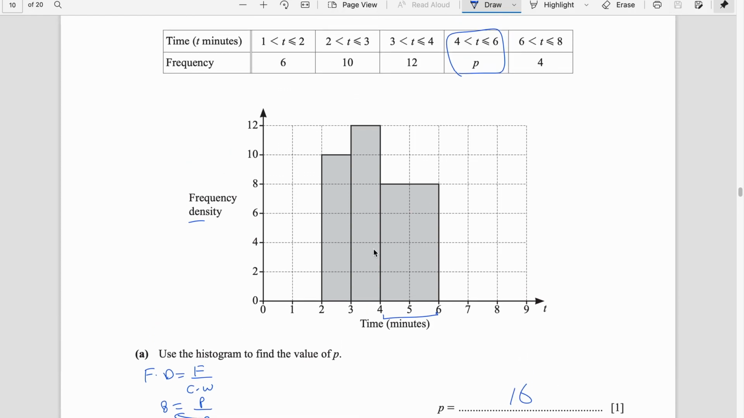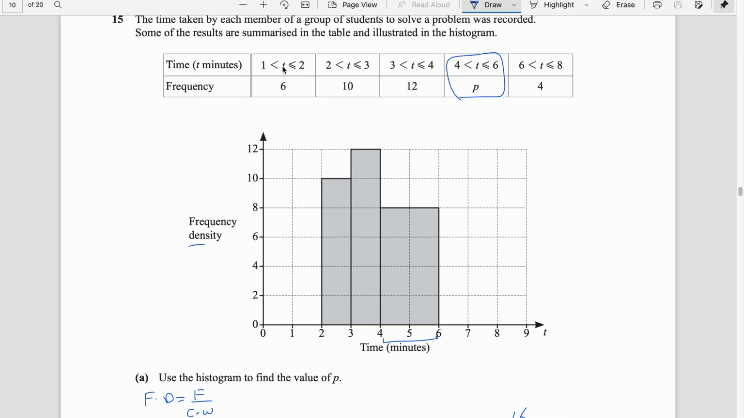B part says complete the histogram. So it is missing from 1 to 2. Class width is 1. Frequency divided by class width is 6. So at a height of 6 from 1 to 2, first bar, and then 6 to 8, width is 2, frequency divided by class width, 4 by 2 is 2. So the height is 2 from 6 to 8.